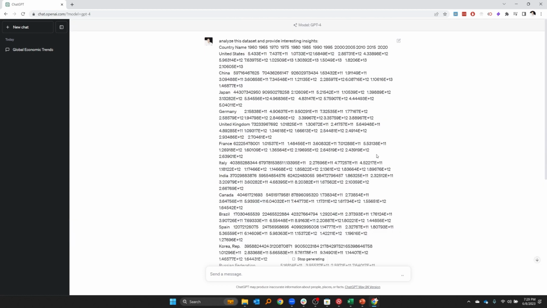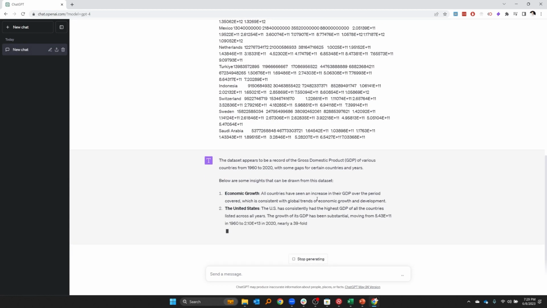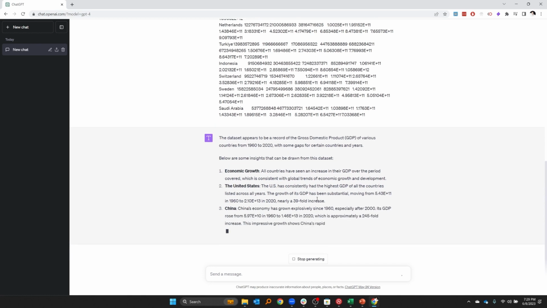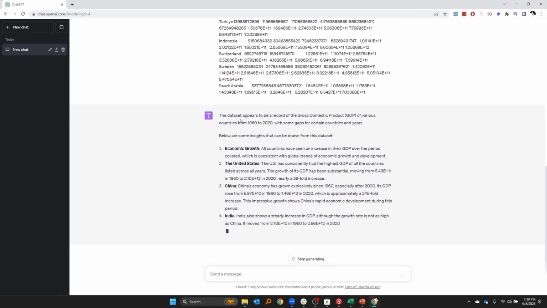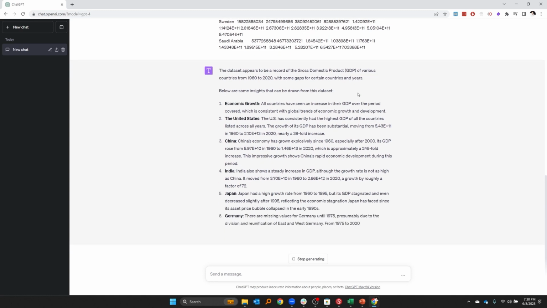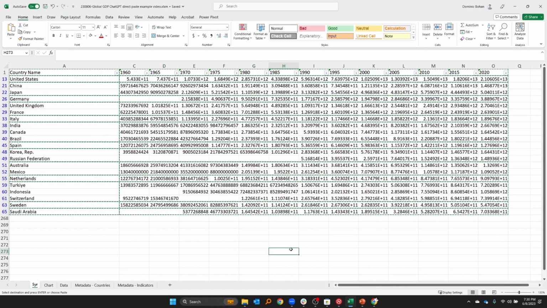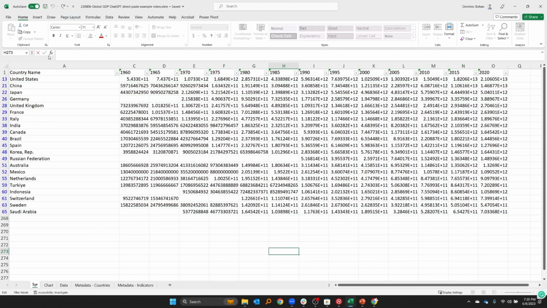Okay, so what I'm really impressed with here is that ChatGPT has correctly identified that this dataset appears to be a record of gross domestic product of various countries over the time period in question. Now, coming back to our dataset here, there is no label that mentions GDP in the data. ChatGPT must have inferred that it's GDP data from having seen similar data to our dataset in its training data.